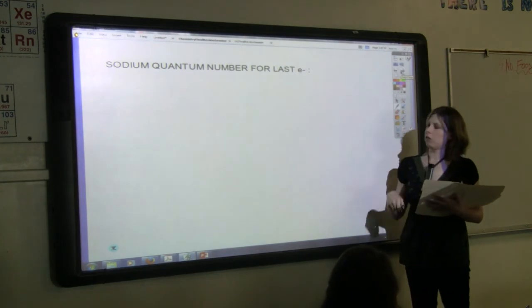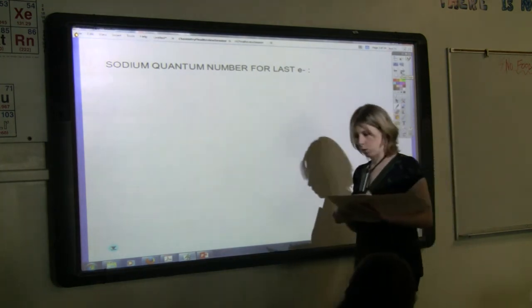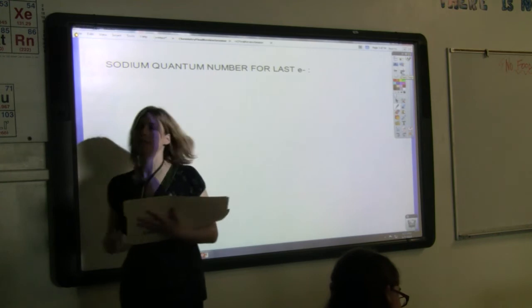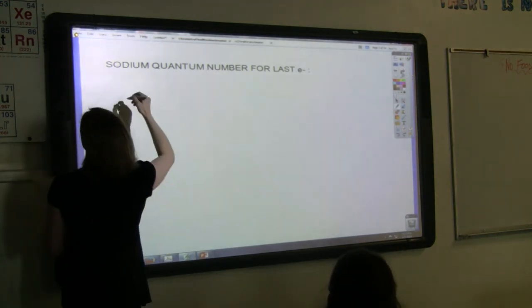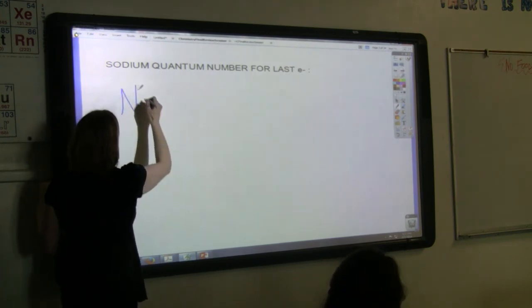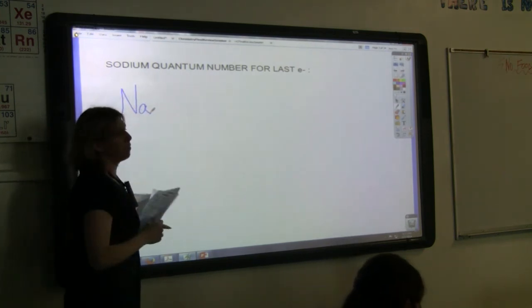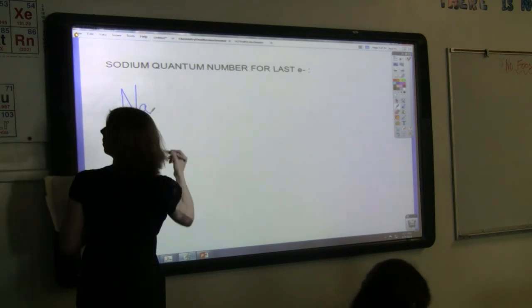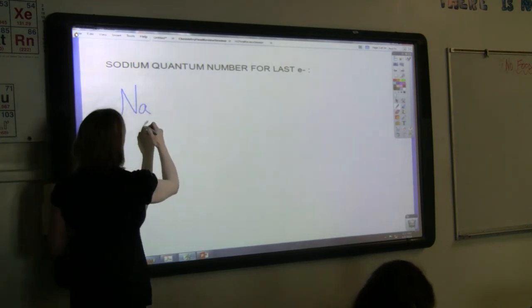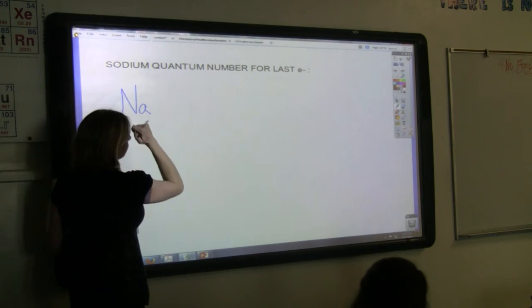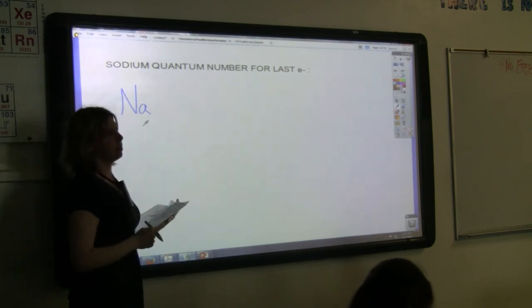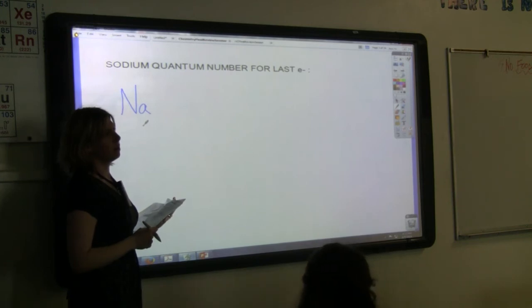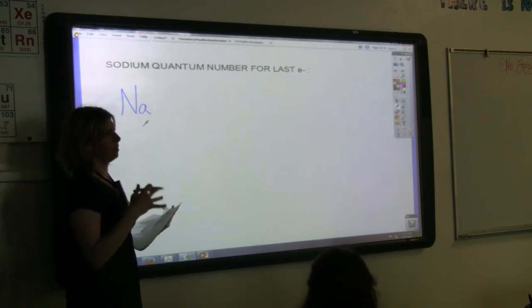Alright, sodium quantum numbers for the last electron in sodium. So we have sodium. And remember our first slide? What row is sodium in? We need to know the order of gamma rays and stuff through radio waves. We need to know the order. We need to know what happens to the wavelength.